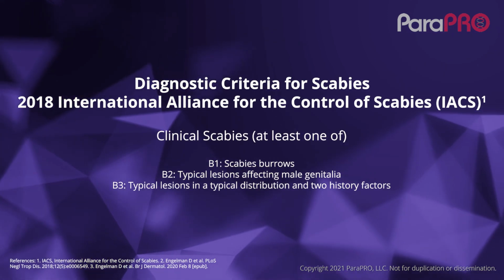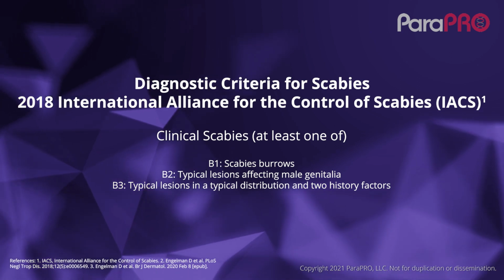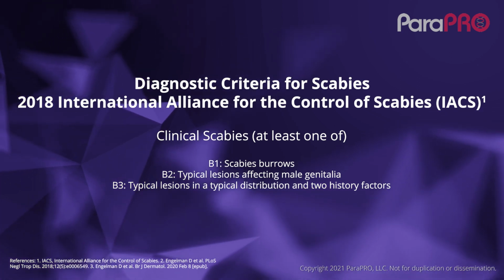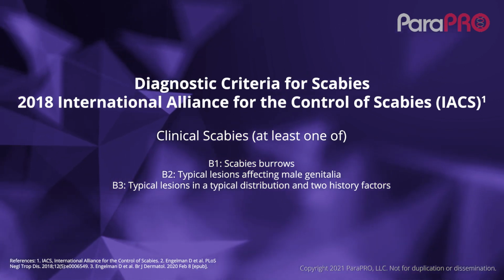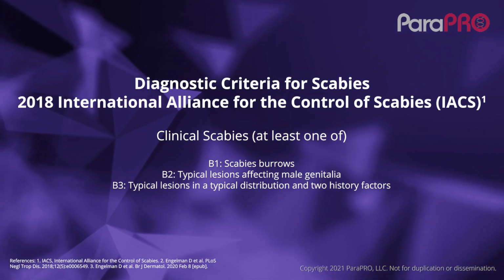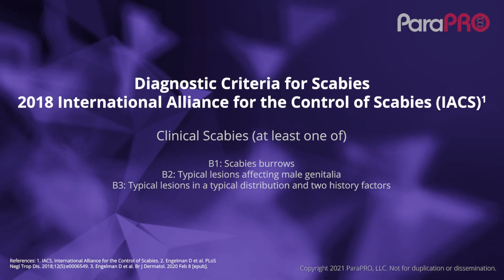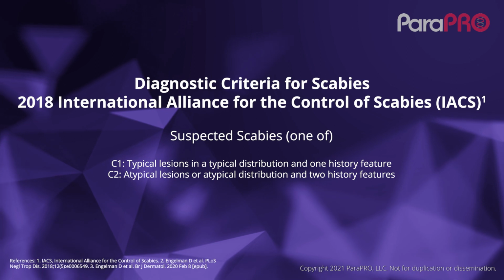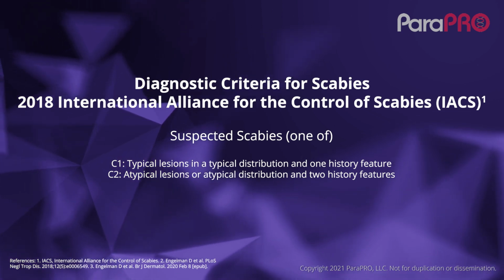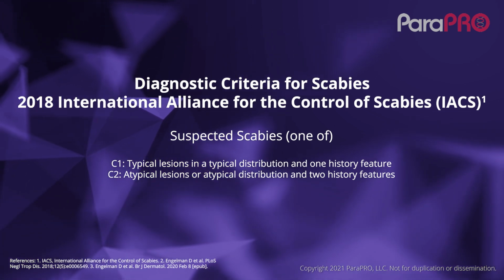Clinical diagnosis of scabies can be confirmed if you have at least one of those B criteria: burrows that you see, typical lesions on the male genitalia, or typical lesions in a distribution with two features on the history, which we'll get to in a minute. Suspected scabies can be diagnosed if you have either typical lesions in a typical distribution and one historical feature, or both historical features with atypical lesions.